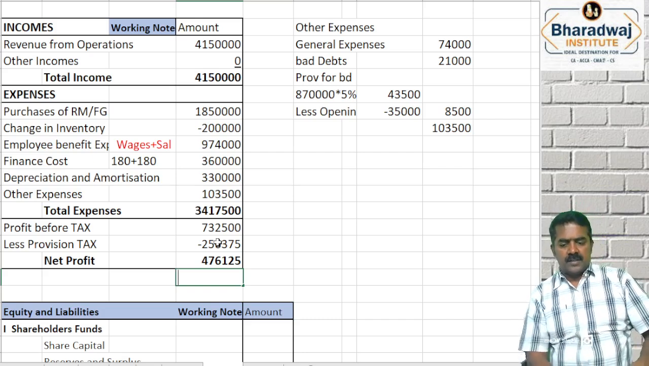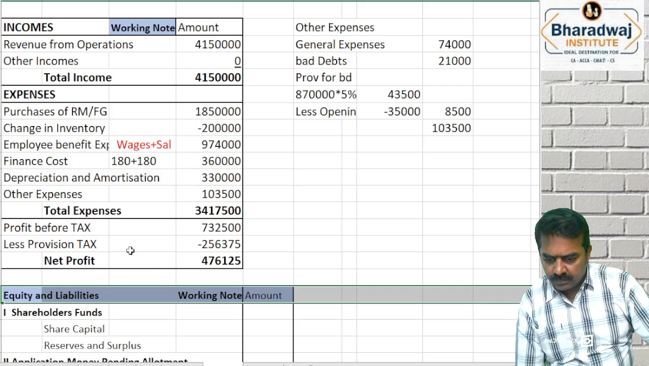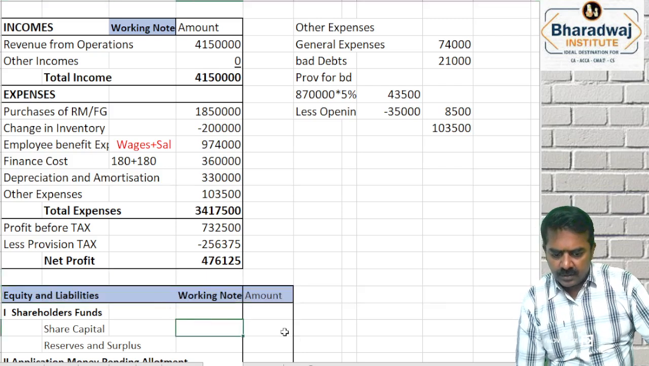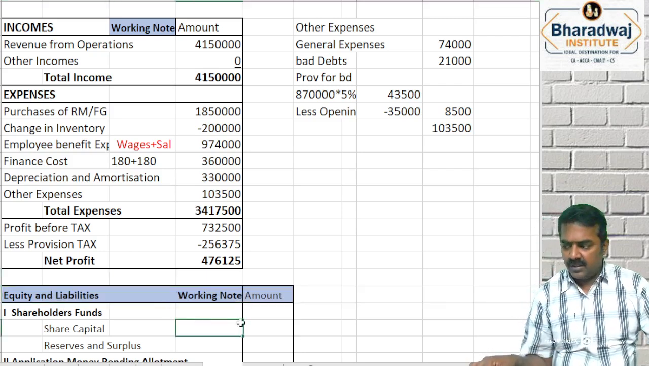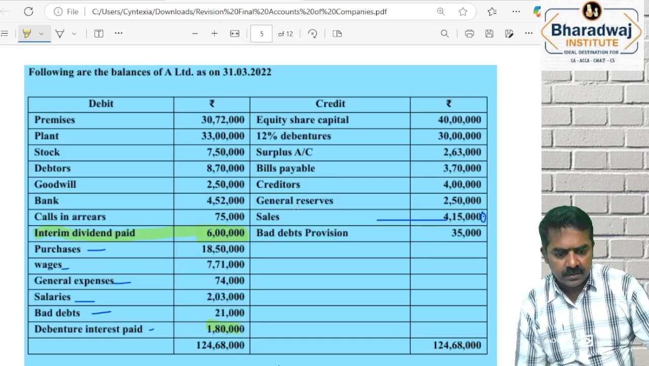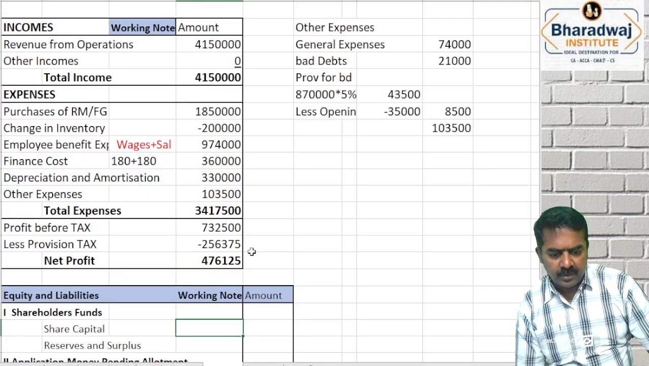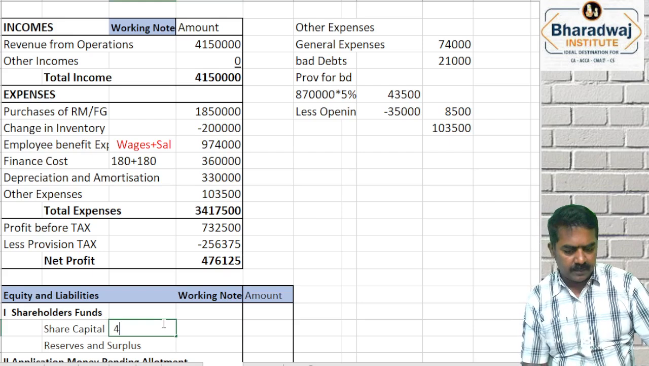Try to prepare the balance sheet. Share capital, the paid up capital will come. What is the paid up capital? 40 lakh. Any calls in arrears? 75,000, sir. Paid up capital will be 40 lakh minus 75,000.